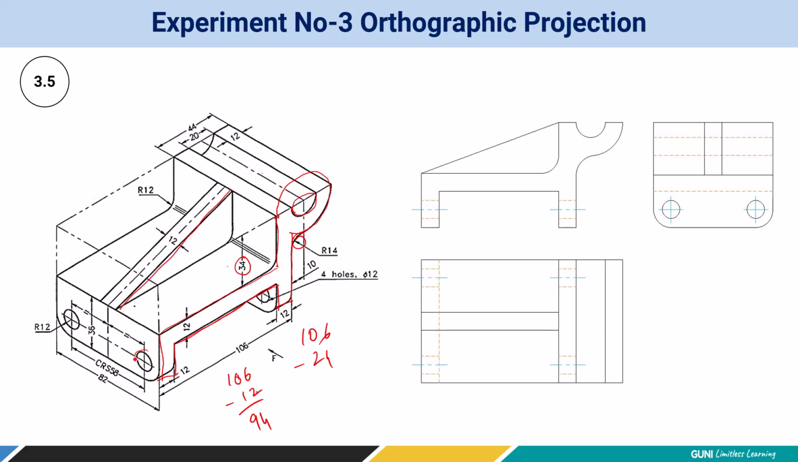Then we are going to draw the hidden views of these two circles in a front view. So this is your solution. So this is front view, this is top view, and this is left hand side view. So let's switch over to AutoCAD to complete this exercise.